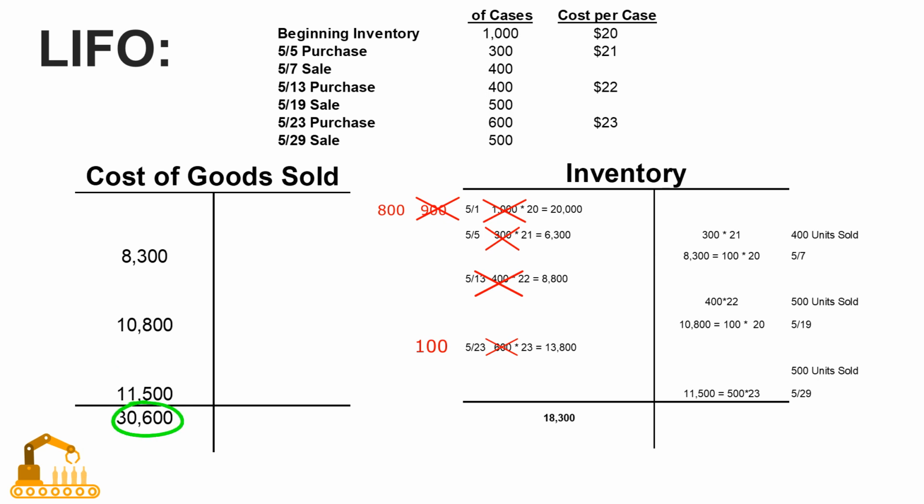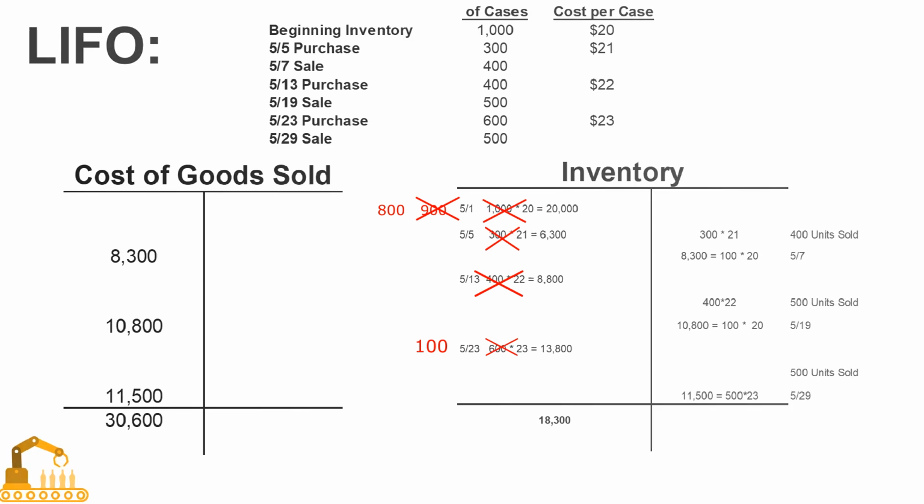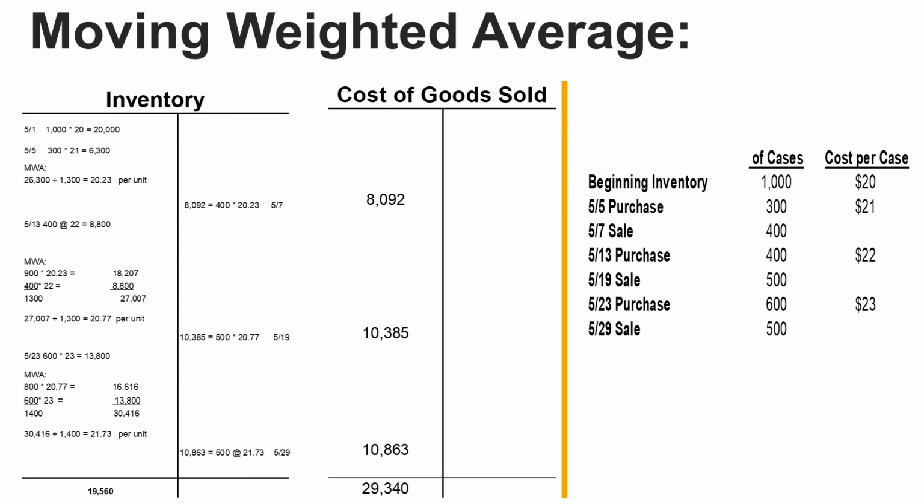I suppose you could have figured the ending inventory balance of $18,300 another way by recognizing that at this point in time we have 100 units left at $23 a unit, and we have 800 of these units that were there in beginning inventory left at $20 a unit, and added those together and come up with the same amount of $18,300. Well, let's do the last approach here.